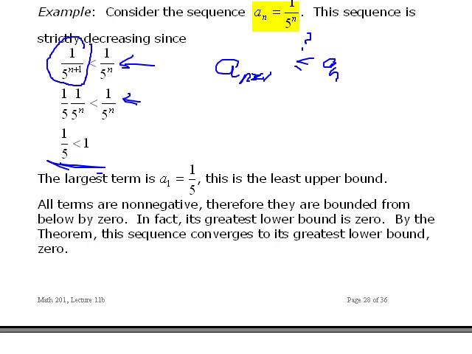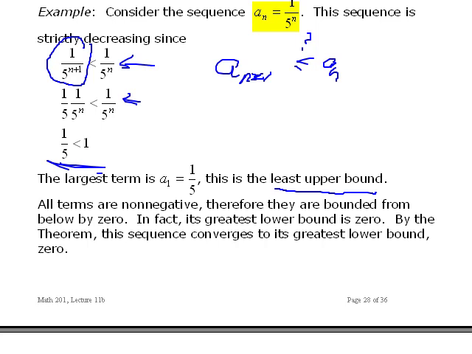Now, so this is a strictly decreasing sequence. All right. Now the largest term here is the first term, 1 over 5, because it's strictly decreasing. Actually, this is the least upper bound, but this is a decreasing sequence, so it's not going to converge to its least upper bound. But look, all the terms are non-negative. Therefore, they're bounded from below by 0. In fact, 0 can be shown to be the greatest lower bound.